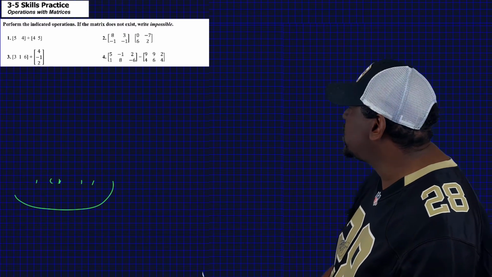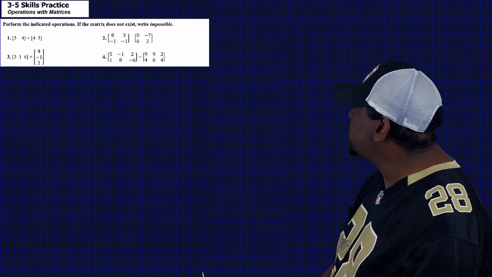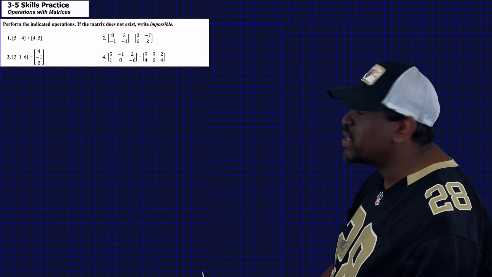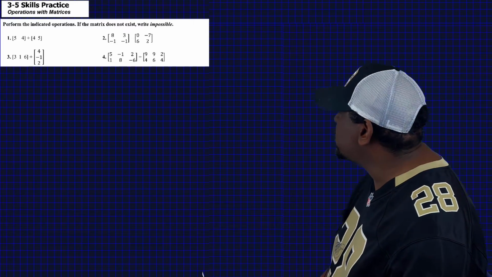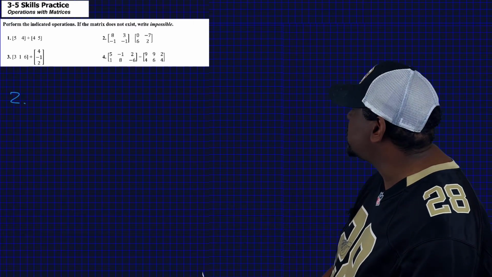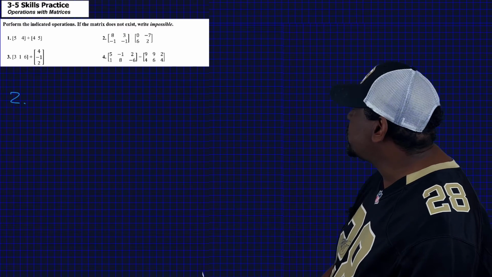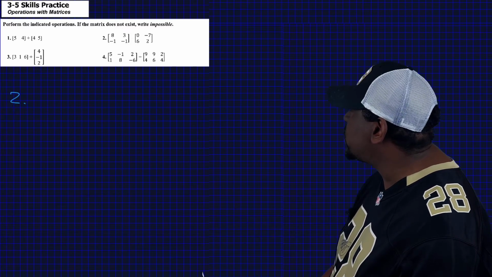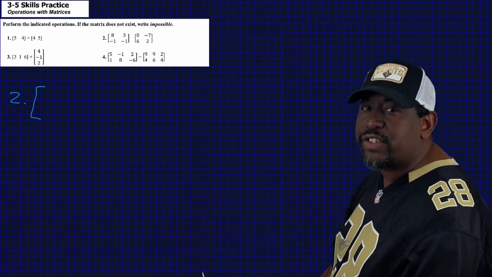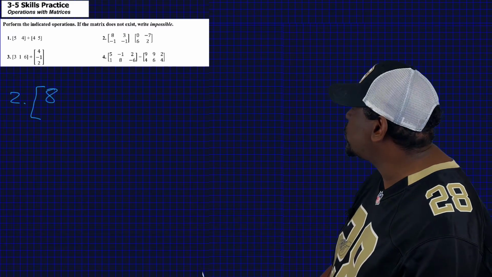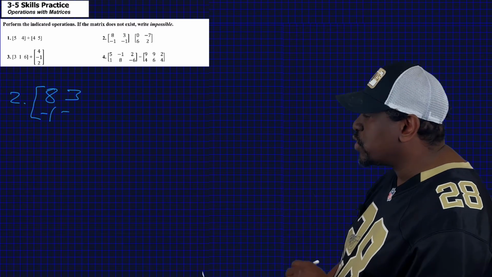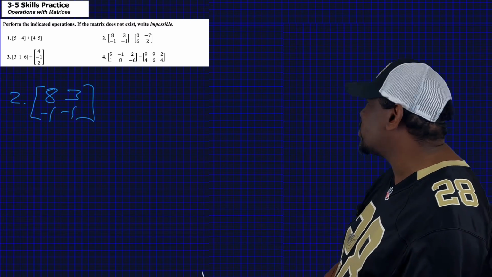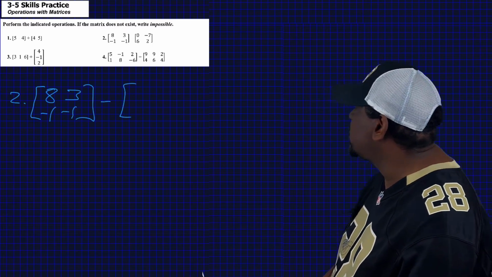Now we move on to number 2, because that's a subtraction one. We did addition, so we should do subtraction. So in this one, we have what we call a 2 by 2 matrix, 2 rows, 2 columns, meaning 2 across, 2 vertical. That's one way you can look at it.